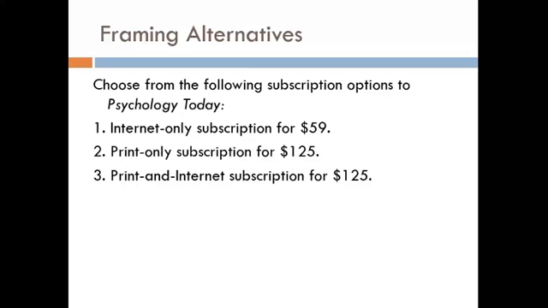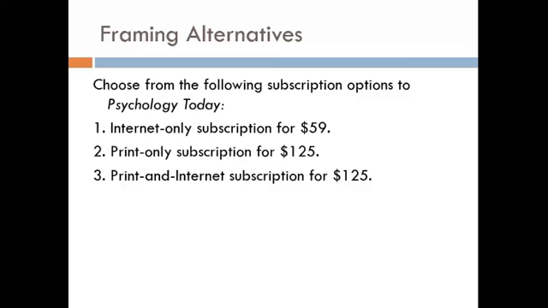Choose from the following subscription options to Psychology Today. This was an actual experiment. I substituted the name Psychology Today; they had used some kind of journal. And here are your choices. You can get an internet-only subscription for $59, a print-only subscription for $125, or a print and internet subscription for $125. The question is, which alternative do you think the participants in the study were more likely to choose?